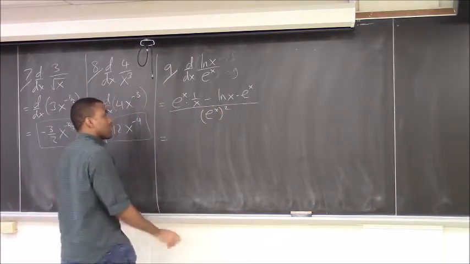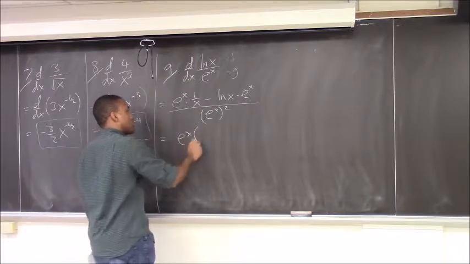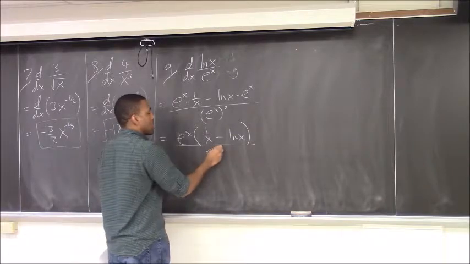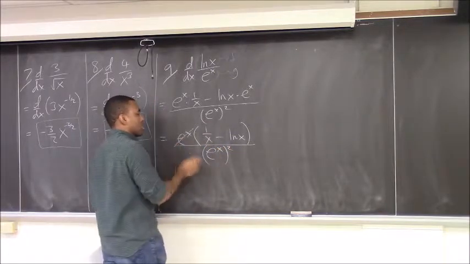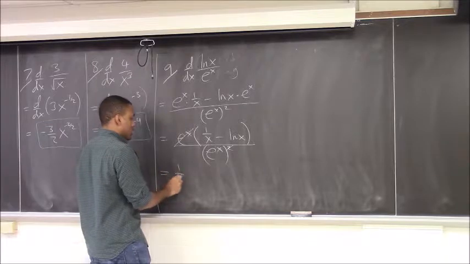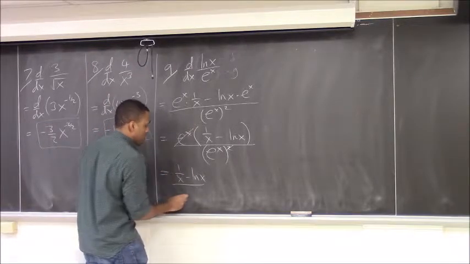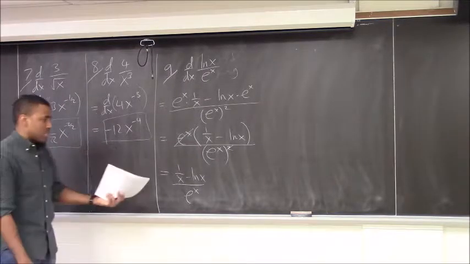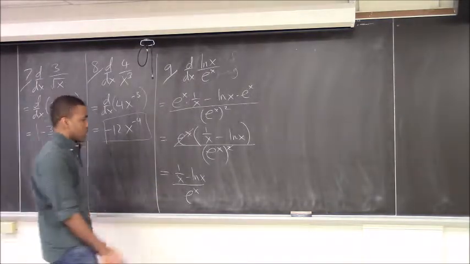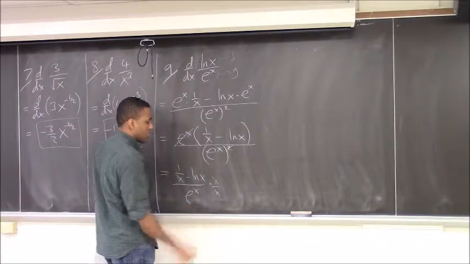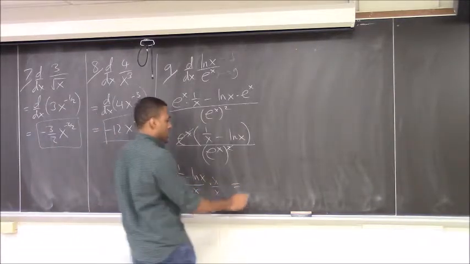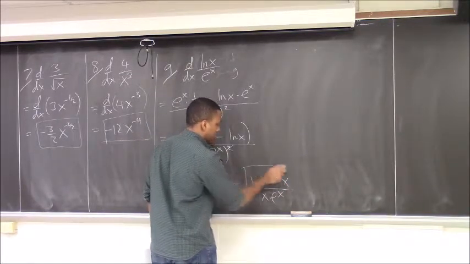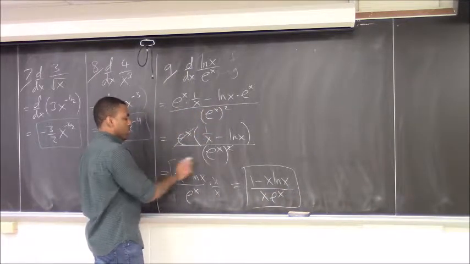And I could simplify this. There's a common e to the x. Take that out. This cancels that. This is 1 over x minus ln x over e to the x. If this were a problem in your textbook, that's probably not the way they would put it in the answers. They probably want to simplify the complex fraction, so they multiply by x over x. And so you get 1 minus x ln x over x e to the x. But personally, I wouldn't care about it.